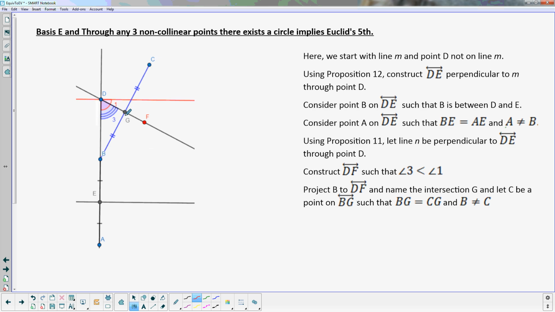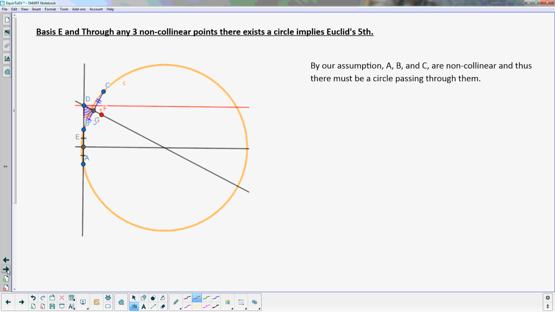Looking back, if point F was on line N, the issue is that point C would then be on line DE, along with points A and B, and I would not have three non-collinear points. So that was the forcing of F being not on line N. That was the only real stipulation, and I just went with, without loss of generality, letting angle 3 be less than angle 1. In other words, that gives me points A, B, and C as non-collinear points, and therefore there must be a circle that passes through them.